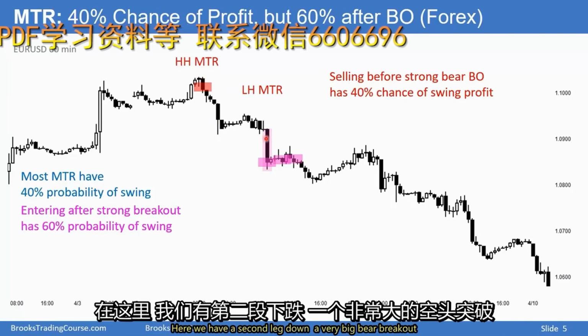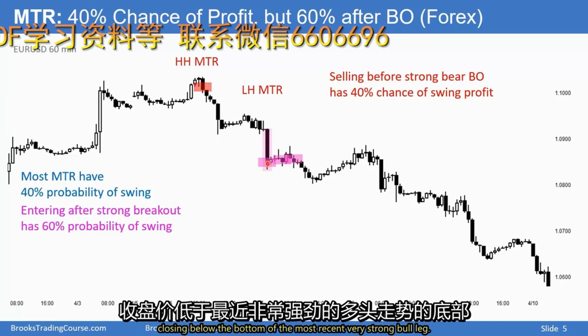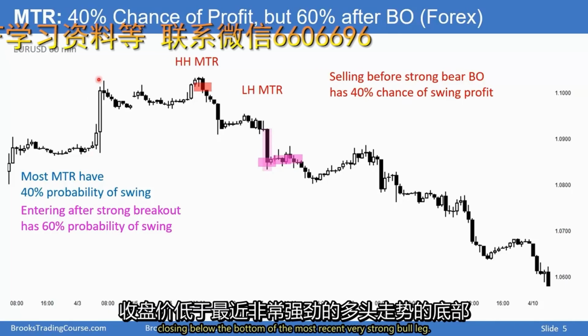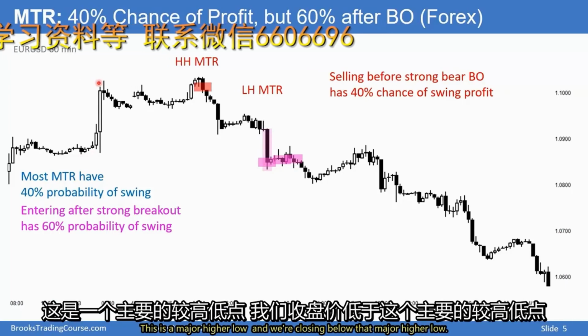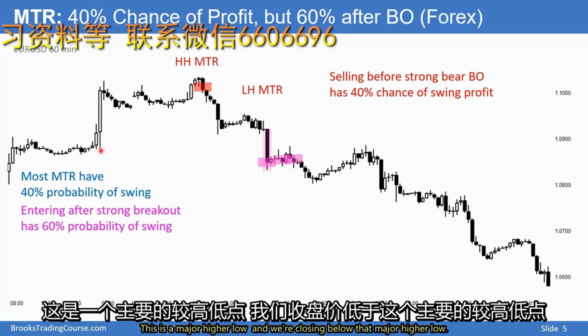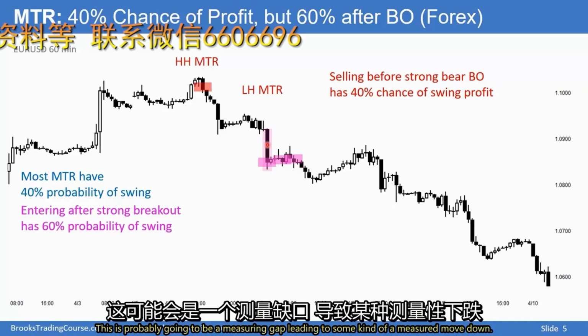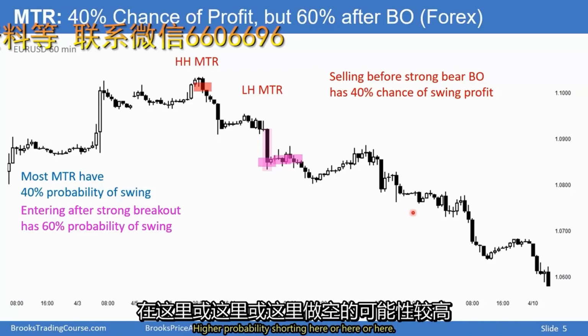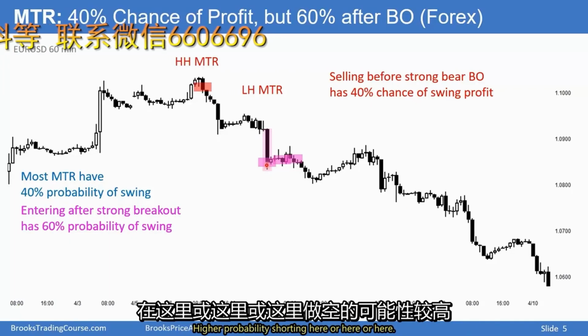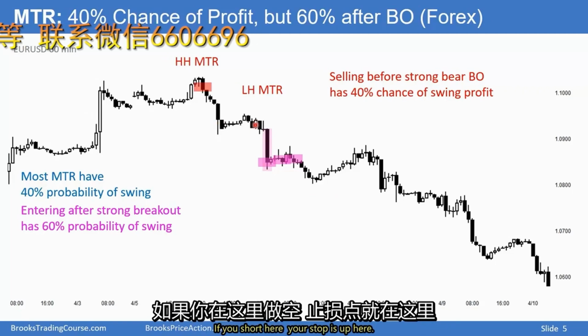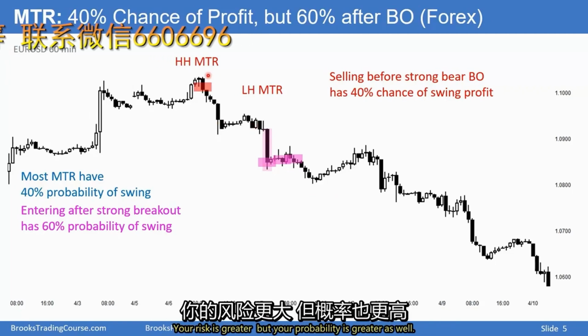Here we have a second leg down, a very big bear breakout, closing below the bottom of the most recent very strong bull leg. This is a major higher low, and we're closing below that major higher low. This is probably going to be a measuring gap, leading to some kind of a measured move down. Higher probability shorting here or here or here. If you short here, your stop is up here. Your risk is greater, but your probability is greater as well.